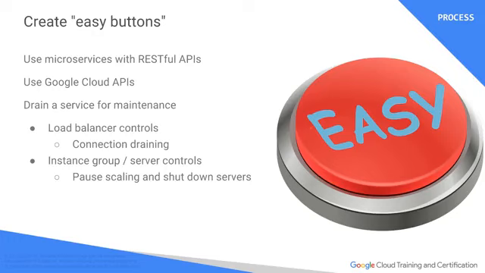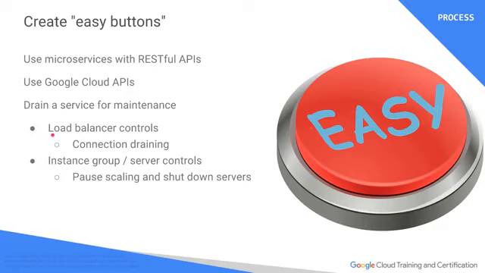So another one, create easy buttons, right? Use microservices with RESTful APIs. This way, you don't have to really understand what's going on inside those processes. You can communicate and rely on these externally. You can use Google Cloud APIs. A lot of these are very well baked and tested by Google. So why reinvent the wheel when we do have something available to you?